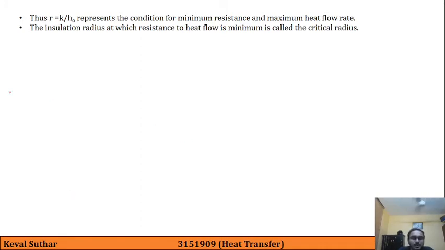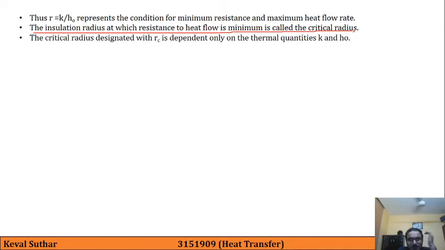So the insulation radius at which the resistance to heat flow is minimum is called critical thickness. And critical thickness is designated with RC, which depends only on K and H0. So R is equal to RC is equal to K divided by H0.